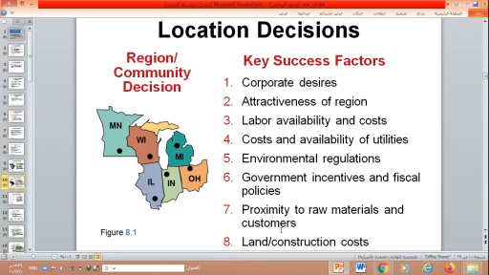Okay. Land or construction costs. Then here we have the second key success factor: attractiveness of regions, such as culture, taxes imposed, and the climate.